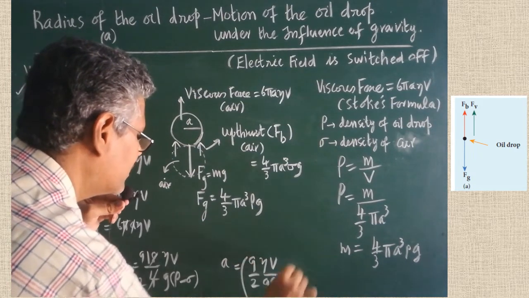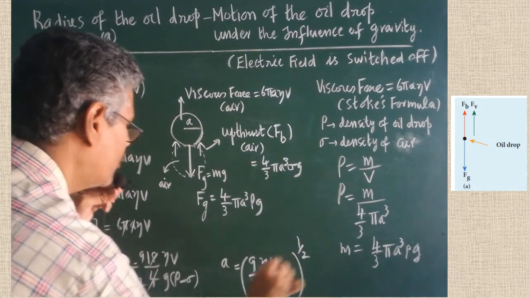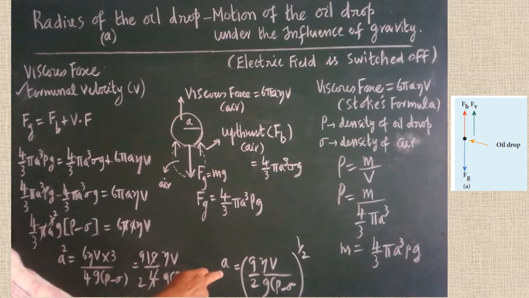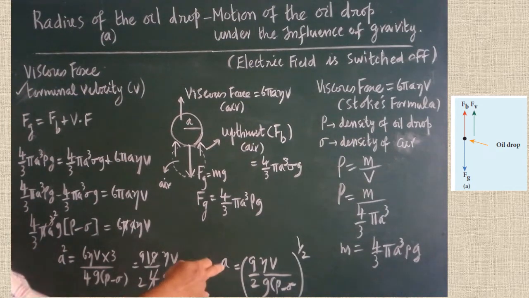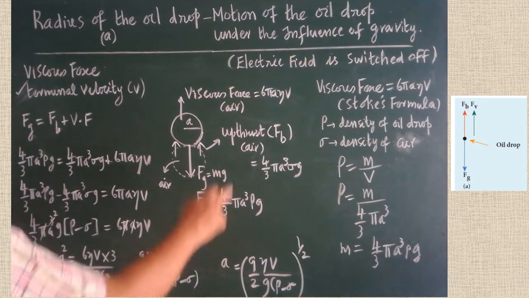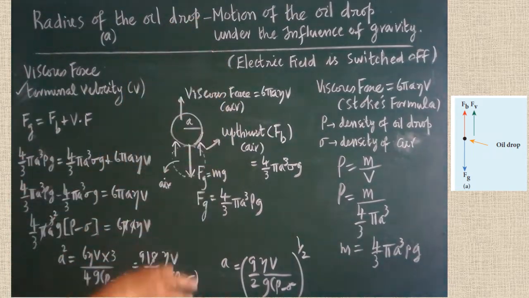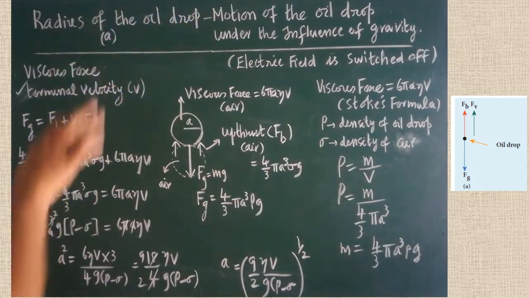Clear? After that, take the square root. You will get the expression for a. So this is called the expression for the radius of the oil drop. This expression for the radius of the oil drop should be substituted in the next derivation. So while deriving this expression for the oil drop, the electric field must be switched off. Everything is based only on the gravitational force.